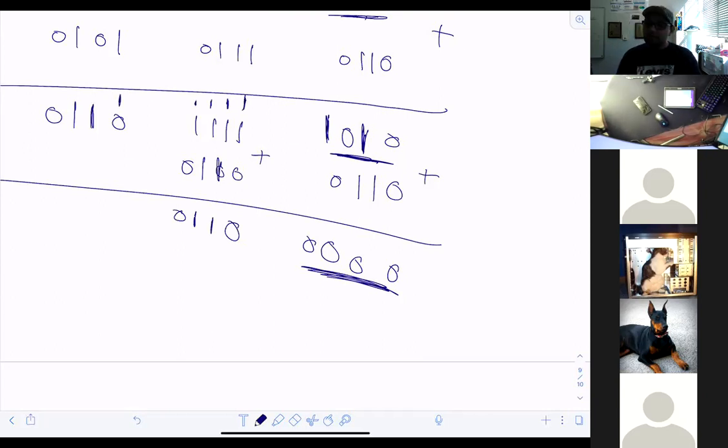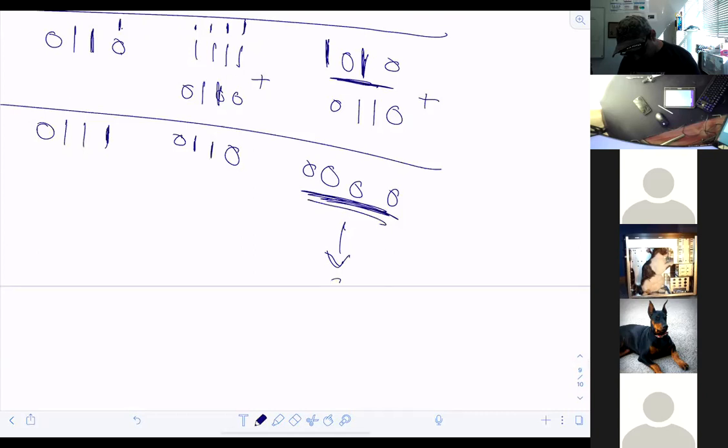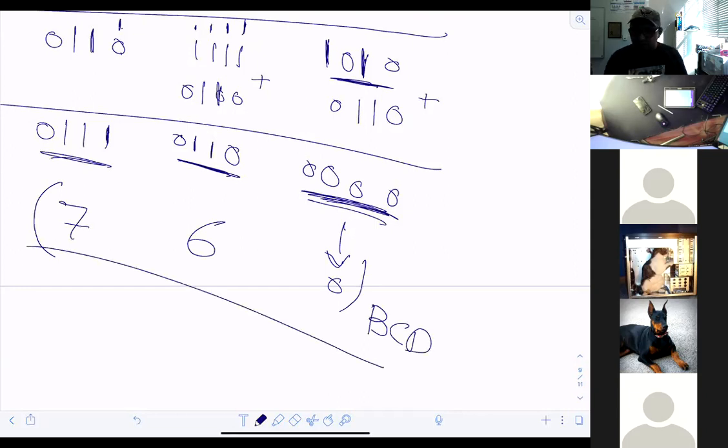Right? Then that 1 will be added to 0 to be 1, 1, 1, 0. So 0 is 0, 6 is 6, and this is 7. So this is going to be our BCD equivalent, 716 BCD. That makes sense?